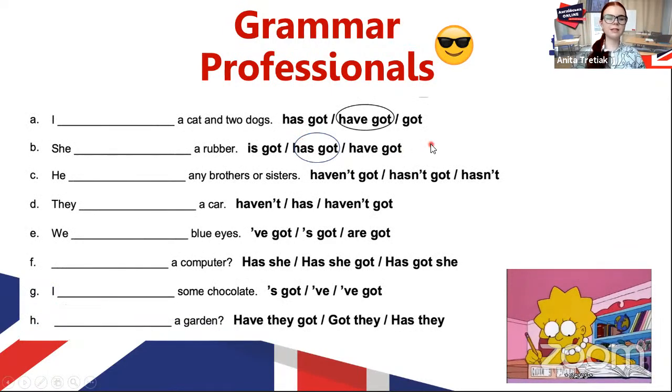And that's right. She has got a robot. We know that with she, he, and it, we only use has got. It's not have, and of course it's not is got. There is no form like is got at all. So well done, Evelina, Lev. Well done.